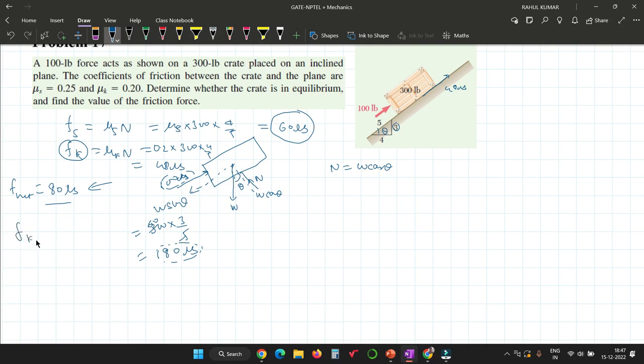So what is the value of the friction force? 48 lb. Is there any doubt?